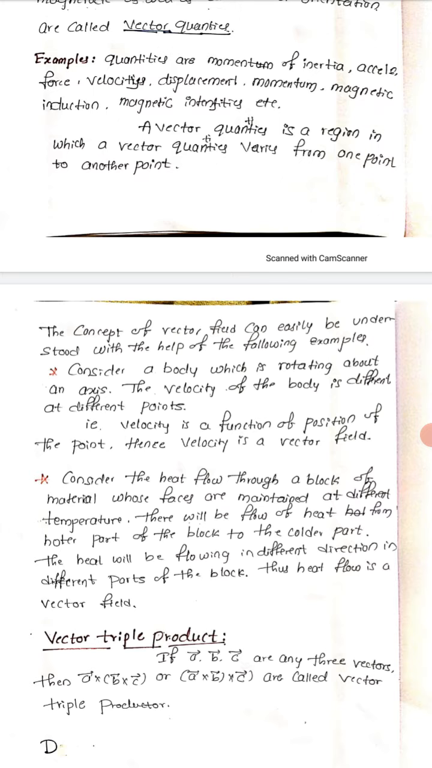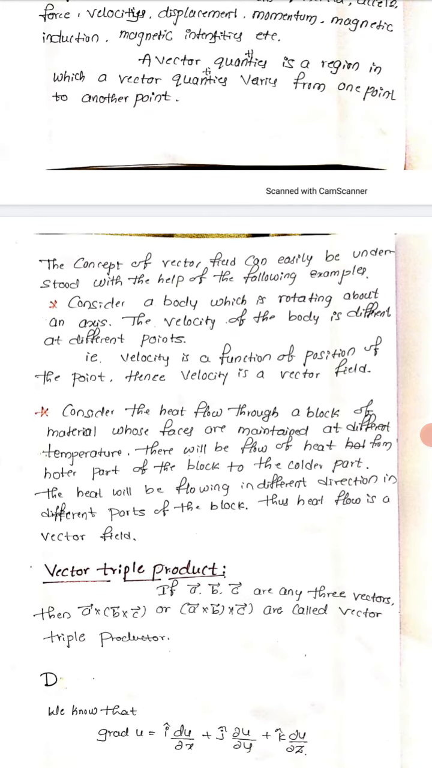First example: consider a body which is rotating about an axis. The velocity of the body is different at different points, like the moment of inertia or angular momentum, which we have already studied. The velocity is a function of the position of the point, hence velocity is a vector field.